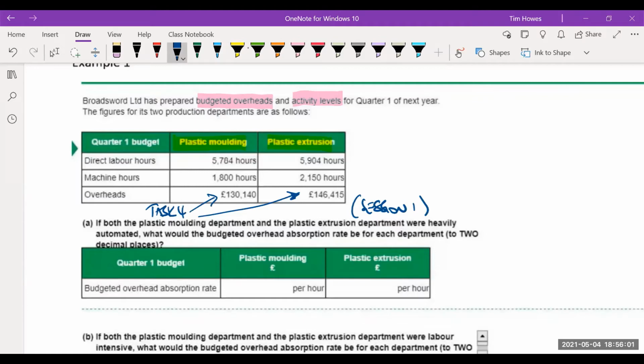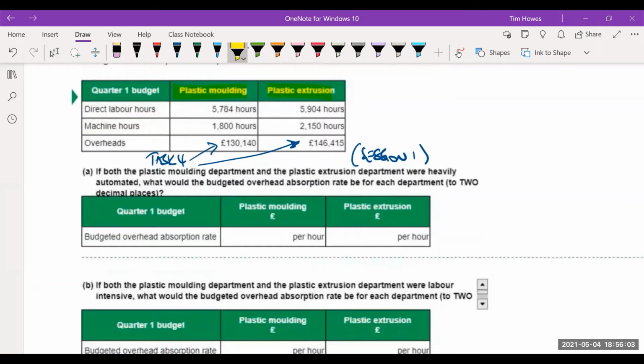This is hopefully relatively simple, but let's check it through. It says then A, if both the plastic molding department and extrusion department are heavily automated, which is a bit contradictory to what I see there, but nonetheless, let's answer the question. If they were heavily automated, what would the budgeted overhead absorption rate be to 2 decimal places?